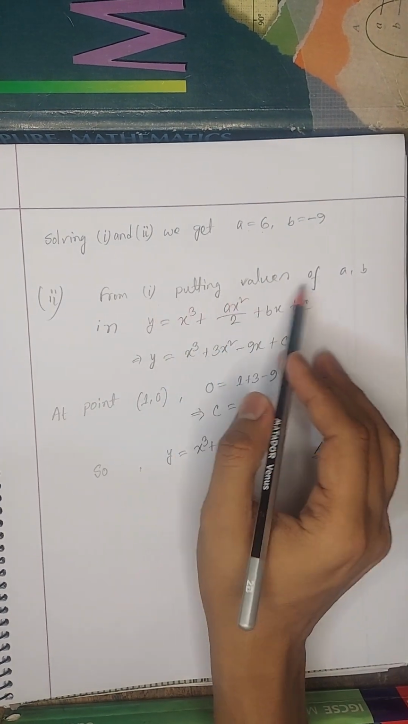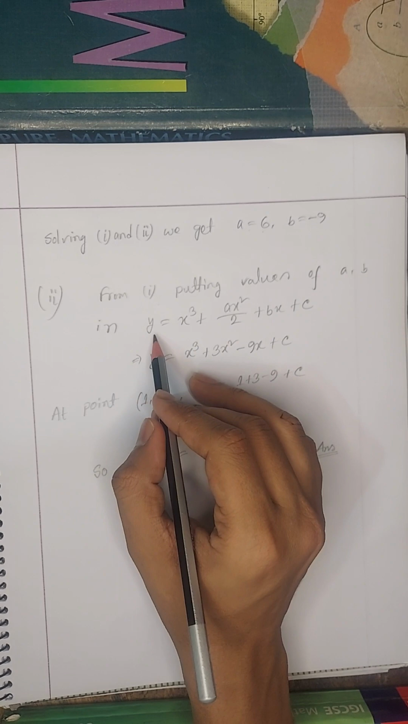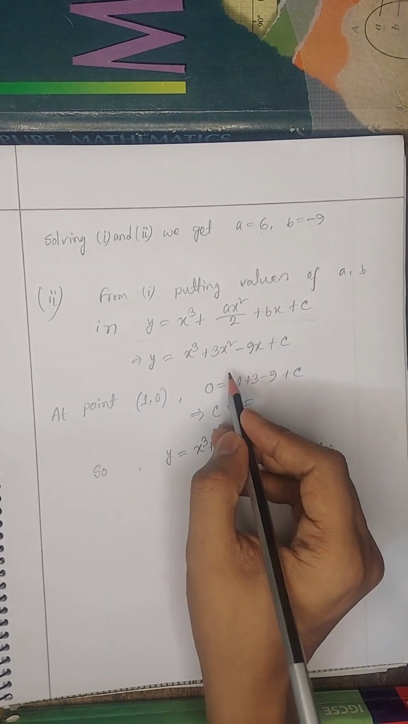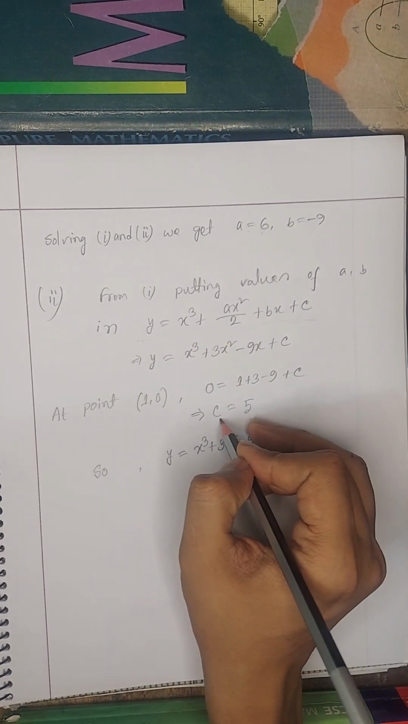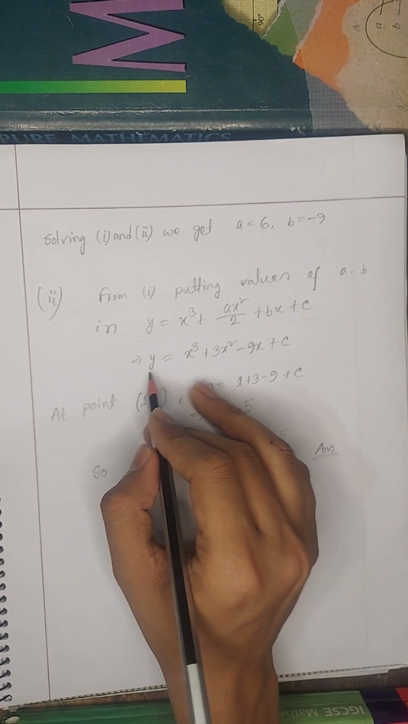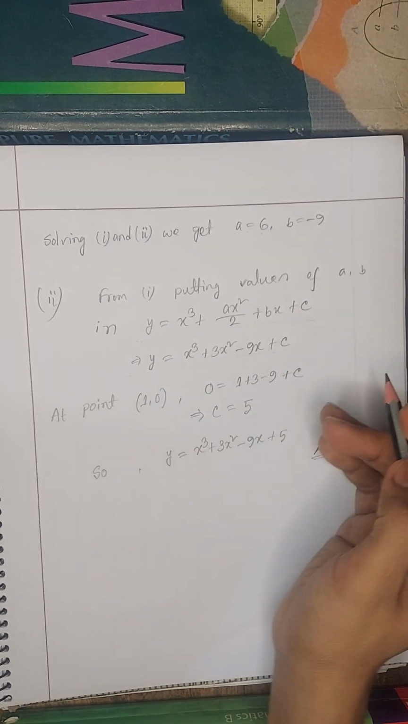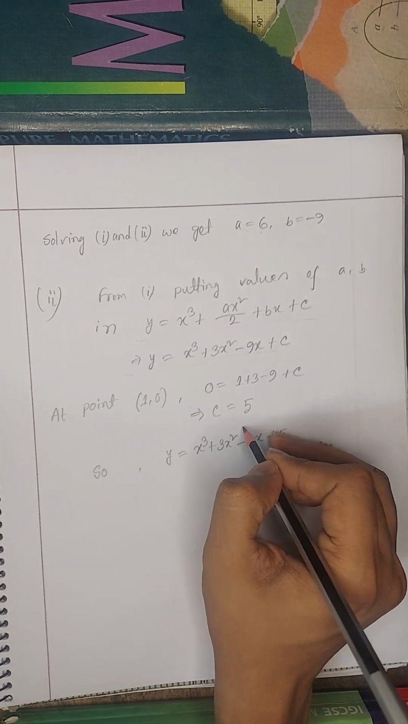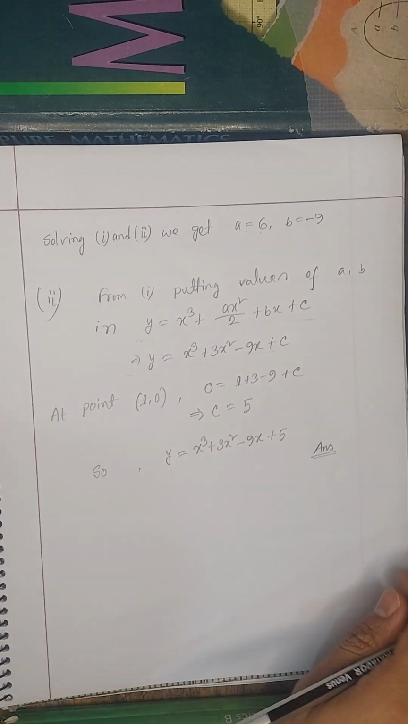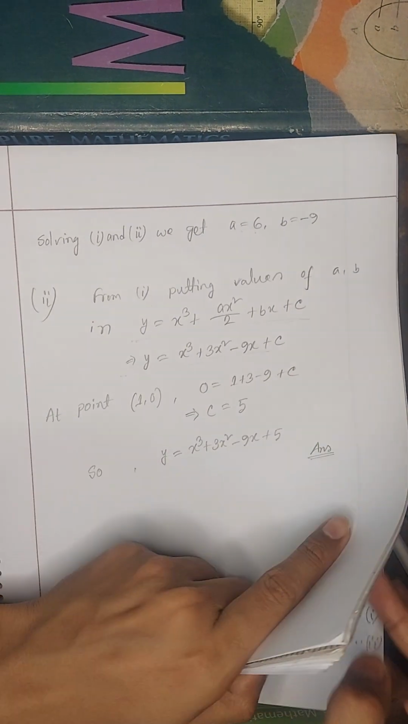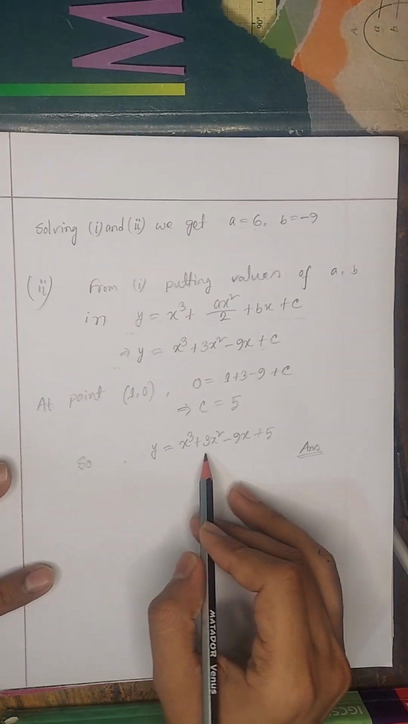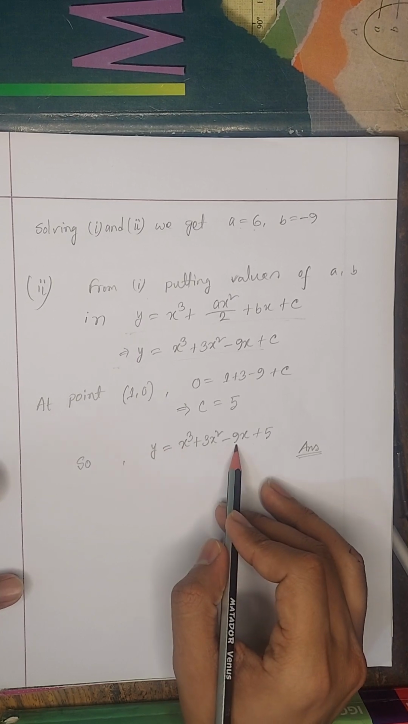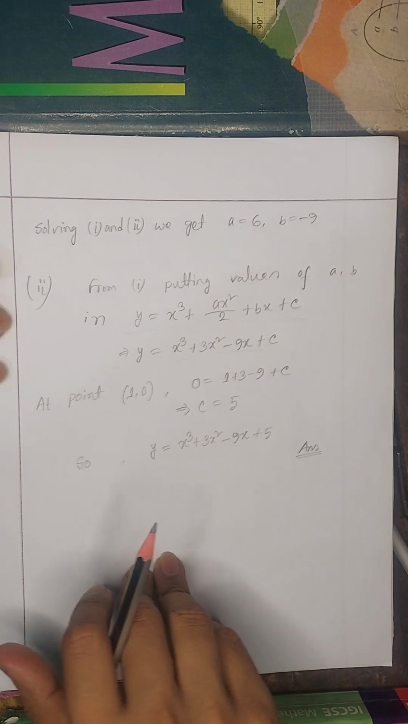From 1, putting the values of a and b in this equation, we get the equation of the curve, and at point 1, 0 the value of c is 5, so the equation of the curve is y is equal to x cube plus 3x square minus 9x plus 5.